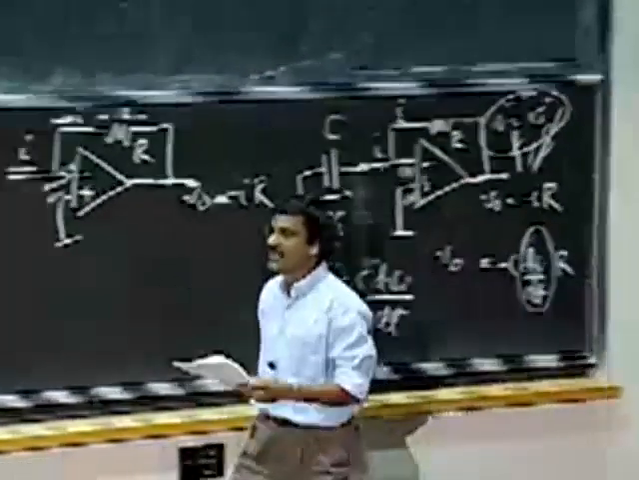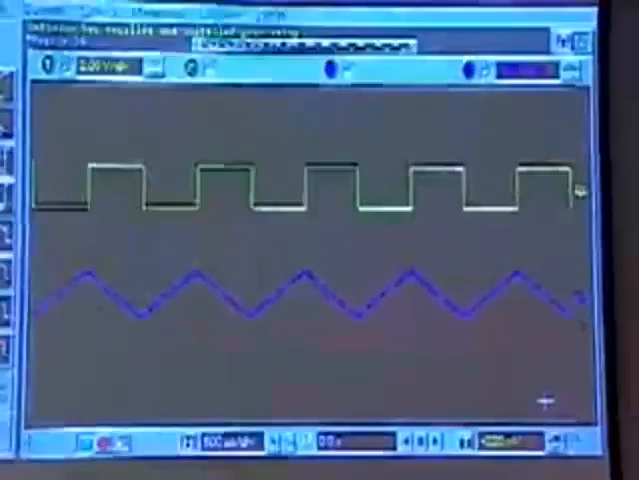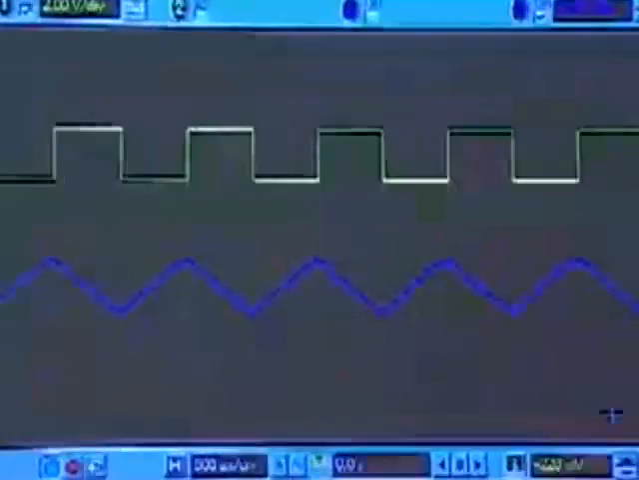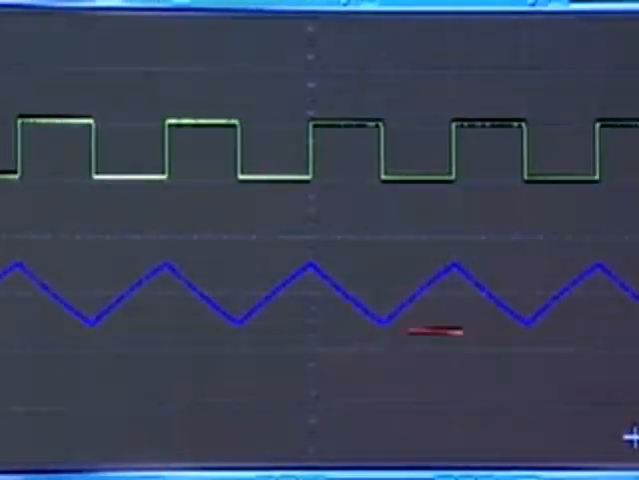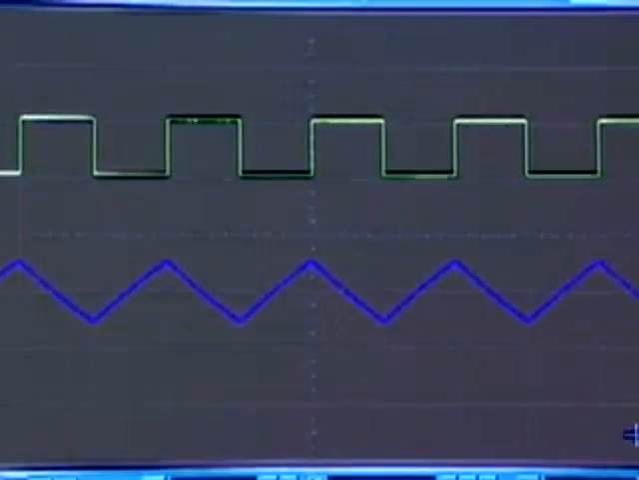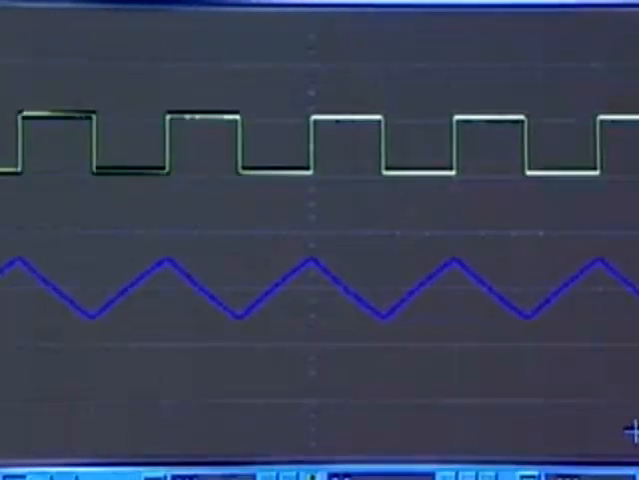So very quickly for the demo, I have a square wave input. I have a square wave input here to the op-amp. That's my VI to the integrator, and this is the output V naught. So the integral of a square wave is a triangular wave, as you can see.